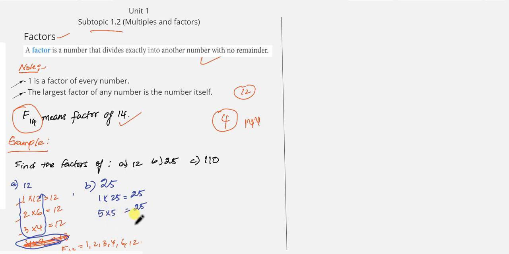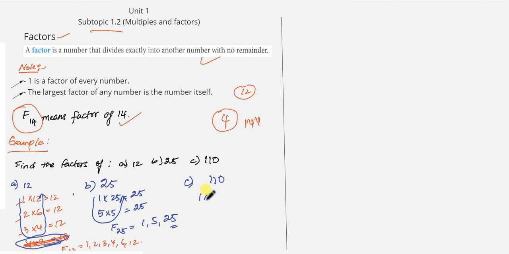The next is 6, 7, 8, 9, 10. We cannot divide 25 without a remainder. So we are going to write it in this order. F25 is equal to 1, 5, and 25. That's it.